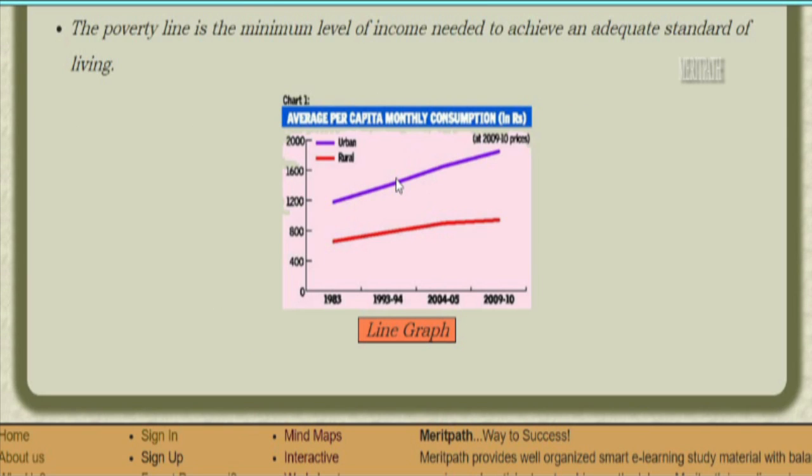So in this image, students, you see average per capita monthly consumption in rupees in different people. In urban people, that is people living in towns and cities, and rural people means people living in villages. Average per capita monthly consumption in rupees is higher in people living in towns and cities, whereas it is less in those people living in villages. So this is a line graph.